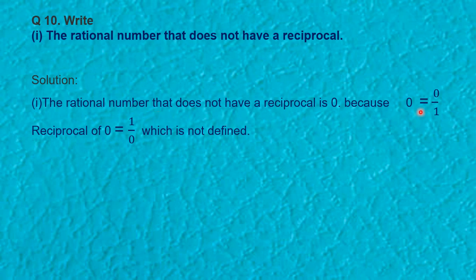Why? Because this 0 we can write as 0 upon 1, in the form of P upon Q. The meaning of 0 upon 1 is 0. Now when we find the reciprocal of 0 upon 1, it is 1 upon 0, and we know that 1 upon 0 is not defined, so we say that 0 does not have any reciprocal. Got it? The second asks for the rational numbers that are equal to their reciprocals.